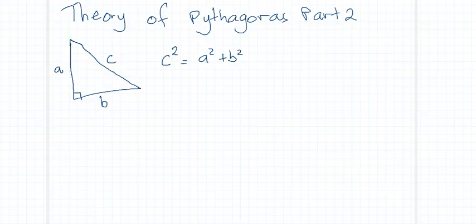What happens if we're given the length of side C and say the length of side A, and we're looking for side B? The best way of going through this is to use an example. So here's my right angle triangle. Sorry, it's a bit wonky.